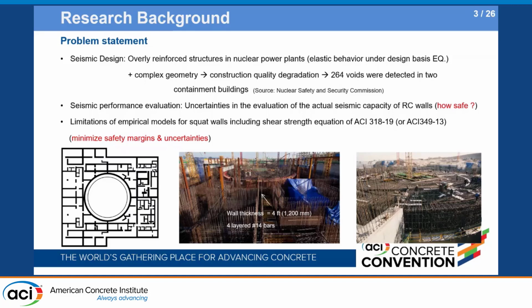From a design perspective, the current design codes, including ACI, have successfully provided safe designs, but now we wonder how safe they really are. The current designs are very conservative. As you can see in the second figure, the walls are 4-layered with number 14 bars. These are very, very strong, and combined with the complicated geometry of the walls in the left figure, the two problems caused construction quality errors.